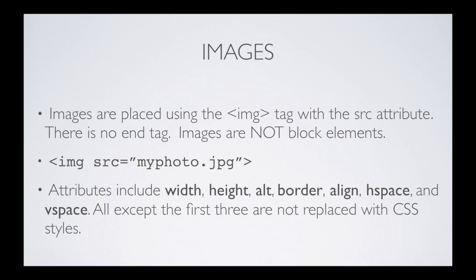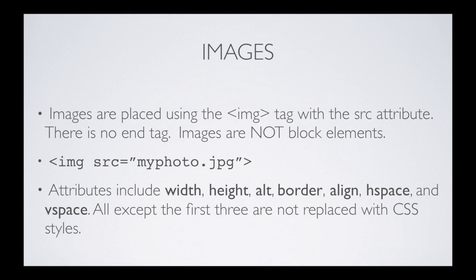There are attributes that you can use with the image tag. These include width, height, alt, border, align, hspace, and vspace. Width will control how wide the image appears. Height, how tall the image appears. Alt is a tag which allows for alternate text to be used. This will appear if the image is somehow broken, or if a person is trying to read the web page with some sort of speech application.